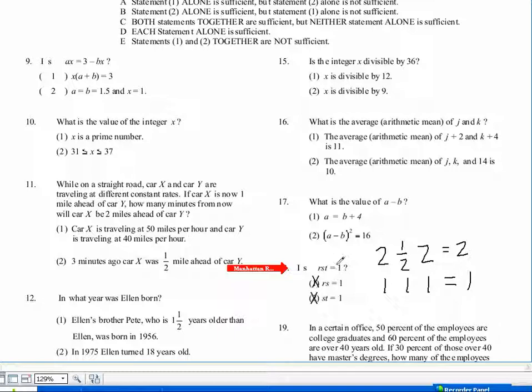So it's a yes or no question. Here's a case where the answer is no. Here's a case where the answer is yes. So we have a gray area, and therefore the correct answer is E.